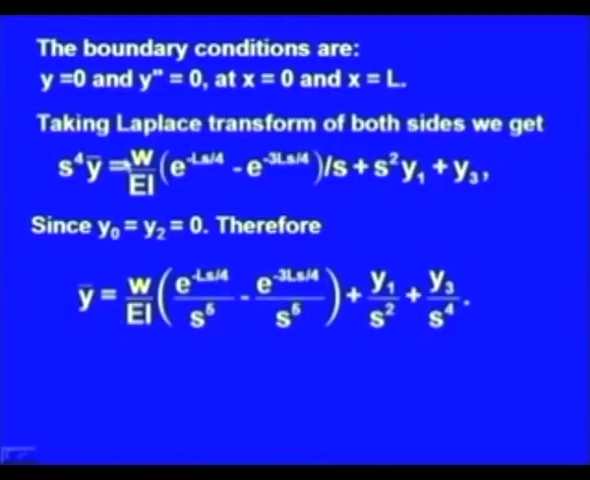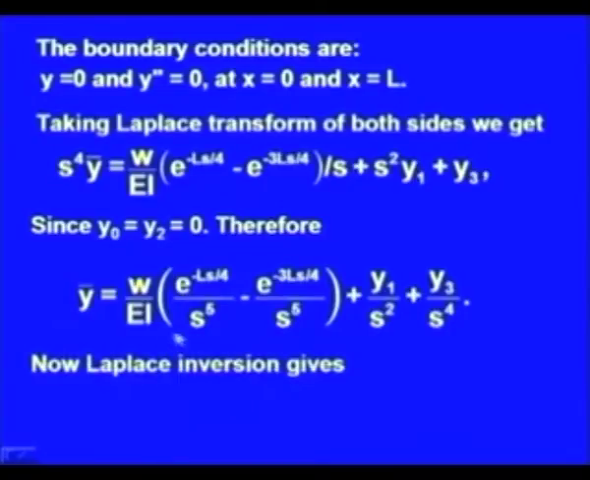And therefore, after simplification, ȳ will be equal to w over EI, e to the power minus Ls by 4 over s to the power 5, minus e to the power minus 3Ls by 4 over s to the power 5, plus y1 over s square plus y3 over s to the power 4. Now, let us take the inverse Laplace transform of this.